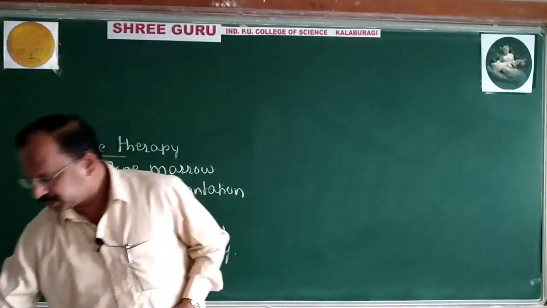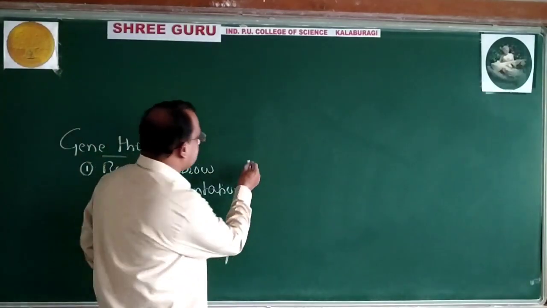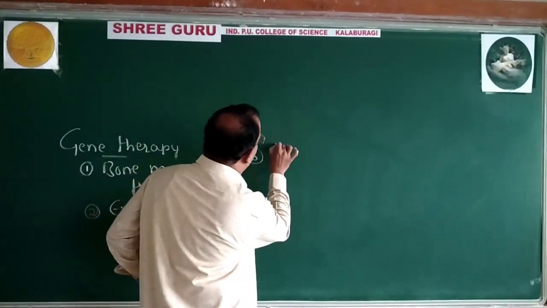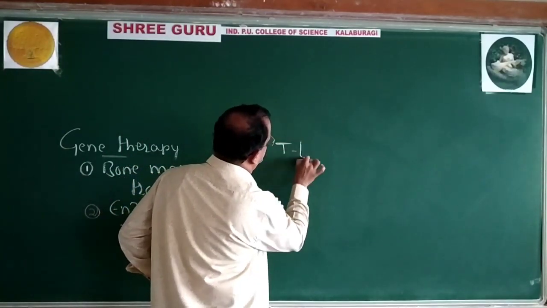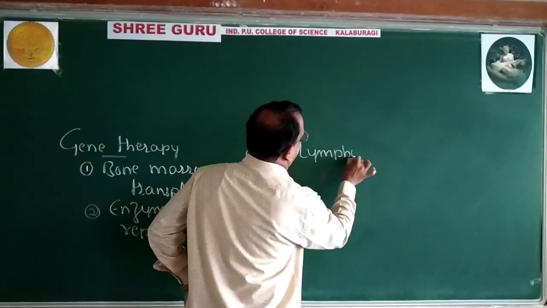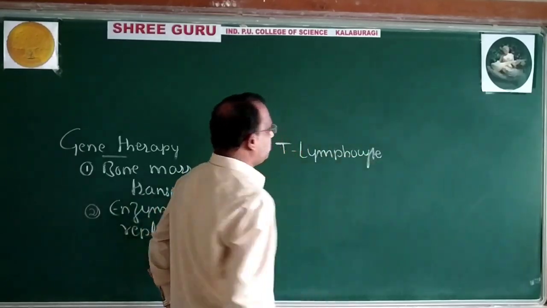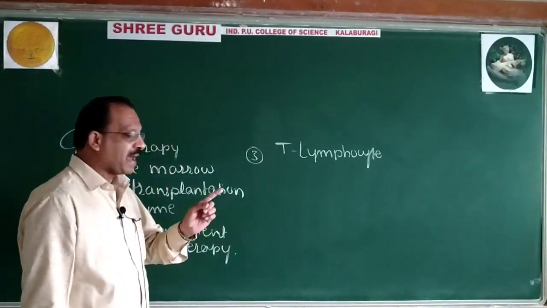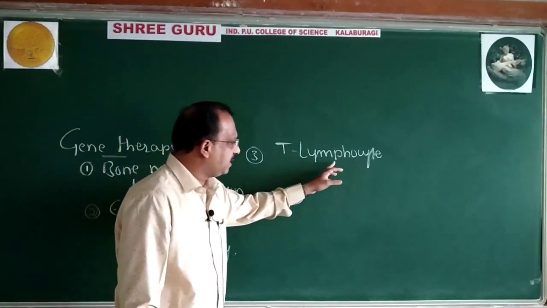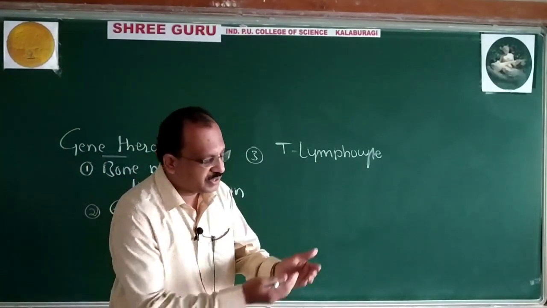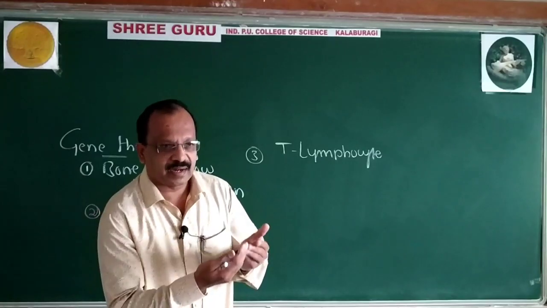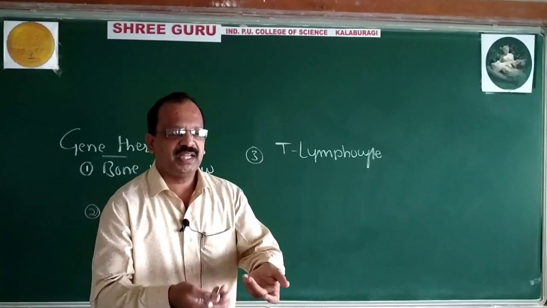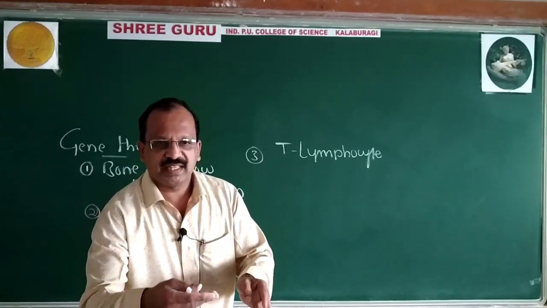Look over the next, third technique. It is also very important for the point of examination. Third technique, T lymphocyte. You know already it is a kind of WBC. T lymphocytes, a kind of WBCs, are isolated or extracted from the bone marrow of the patient. Then they are multiplied in media outside the body.